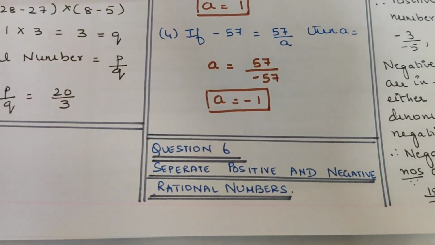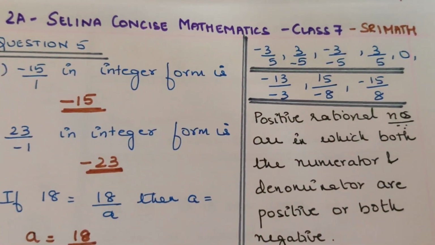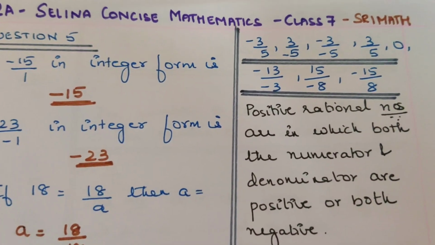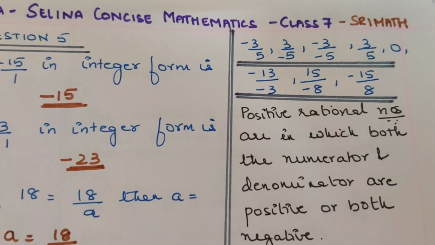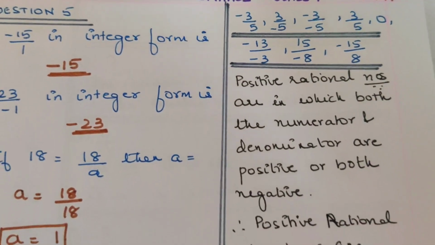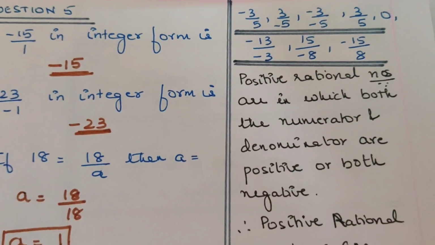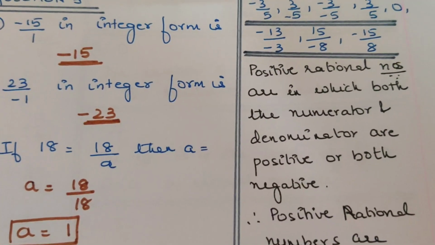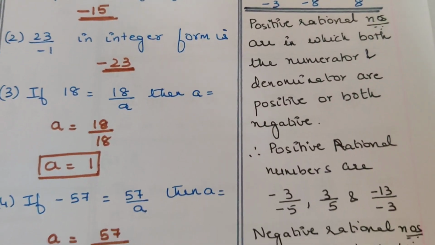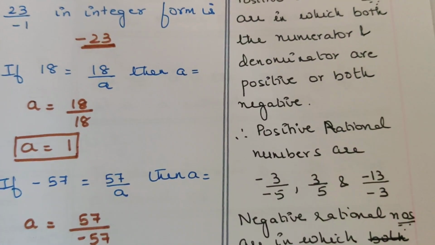Separate positive and negative rational numbers. The question is minus 3 by minus 5, 3 by minus 5, minus 3 by 5, 3 by 5, 0, minus 13 by minus 3, 15 by minus 8, minus 15 by 8. Here you have to remember positive rational numbers are those in which both the numerator and the denominator are either both positive or both negative. So the positive rational numbers will become minus 3 by minus 5, 3 by 5 and minus 13 by minus 3.